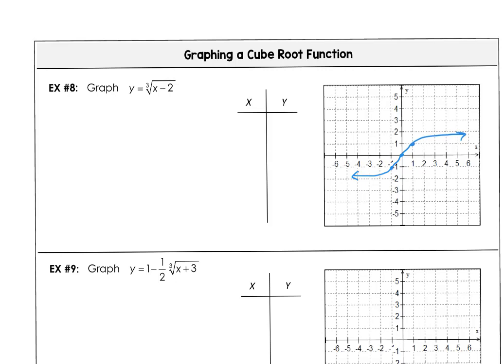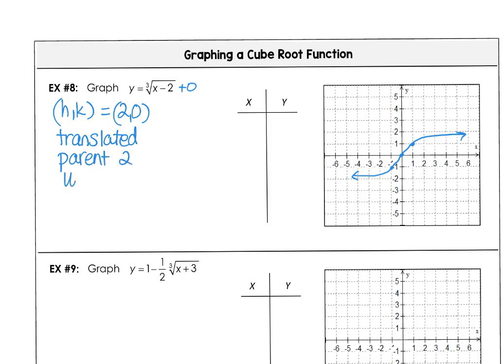So the rules still apply. My HK is still 2, 0 because there's no K value. So there's no K, that's 0. And my graph is going to be translated to the right 2 units. So we're translating the parent 2 units to the right.